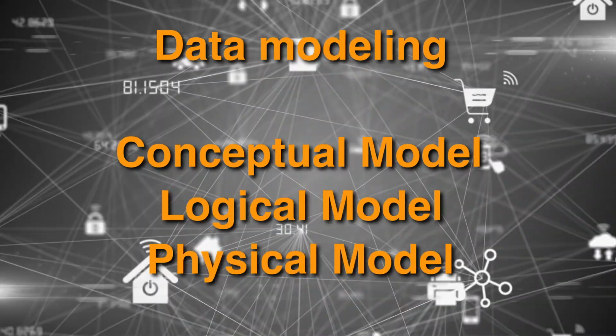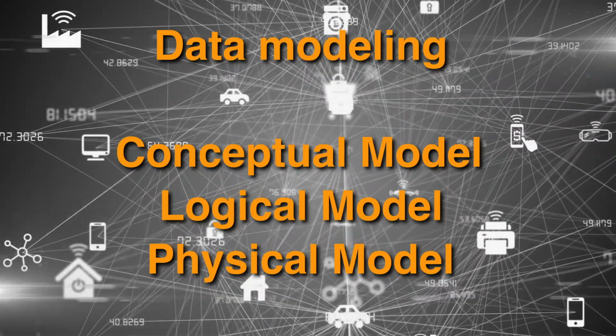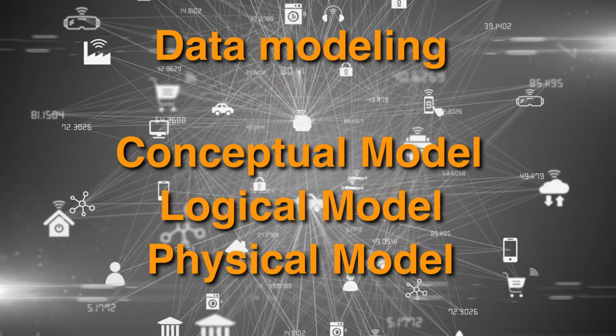for an e-commerce website. Logical model. Here you'll define the relationship between those entities. For example, a user can have multiple orders and each order can have multiple products. The next is the physical model.